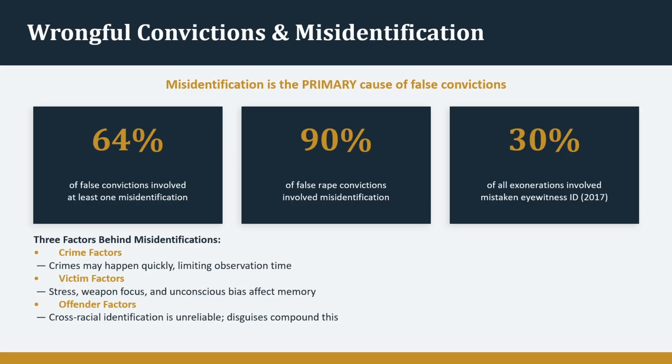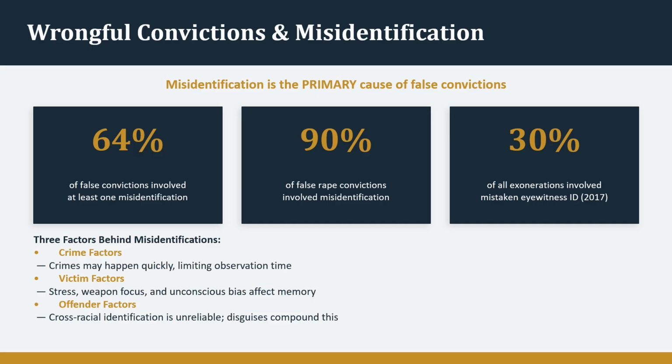Now let's talk about why this matters so much. And the answer, backed by decades of research, is this: eyewitness misidentification is the single leading cause of wrongful convictions in the United States. Not planted evidence, not prosecutorial misconduct, not junk science, although that is a contributing factor in many cases. The number one cause is an eyewitness who sincerely, confidently, and incorrectly identified the wrong person as the perpetrator. Let me give you the numbers.